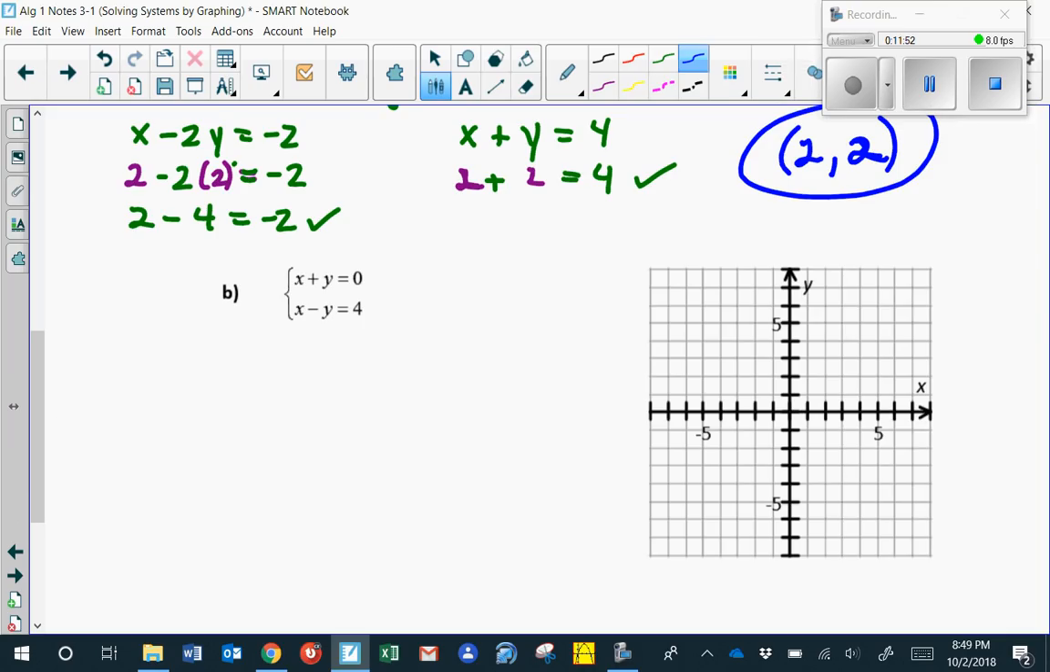All right, let's try another system. In this system, our two equations are x plus y is equal to 0 and x minus y is equal to 4. I'm going to solve each one for y so that we have the equation in y equals mx plus b form. So the first equation is y is equal to negative x. That has a y-intercept of 0 and a slope of negative 1.